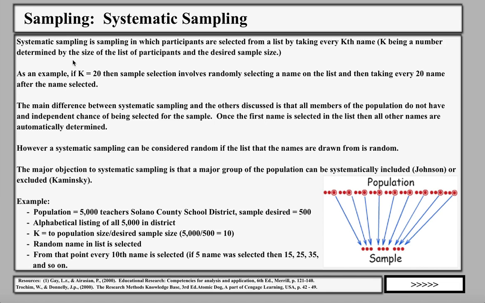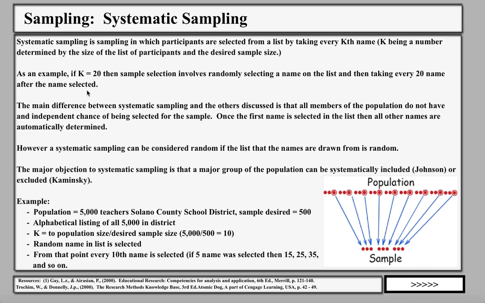Systematic sampling is sampling in which participants are selected from a list by taking every kth name, k being a number determined by the size of the list of participants and the desired sample size, and we'll see this in a minute. As an example, if k equals 20, then sample selection involves randomly selecting a name that's on the list. So let's say you have a list of 100 names or 1,000 names. You randomly select one name, and then you take every 20th name after that name.